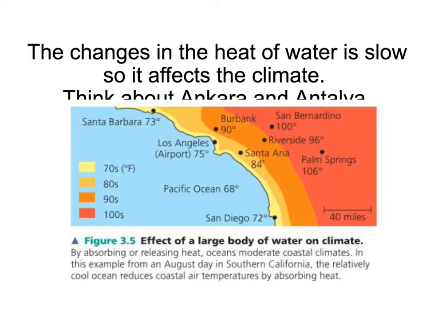This is the effect of a large body of water absorbing or releasing heat, like oceans. You feel these things when you go to Antalya at night. You feel the air is less cold, it's some kind of smooth weather, because it takes time for water to release or absorb heat. In the sunlight the water absorbs heat, and during the night, the heat is released to the air.